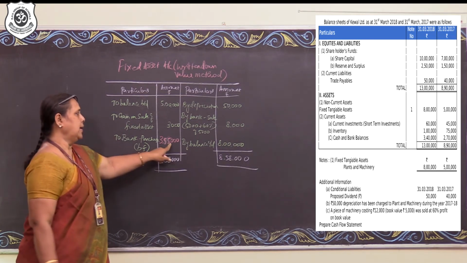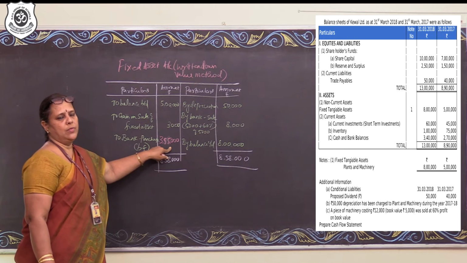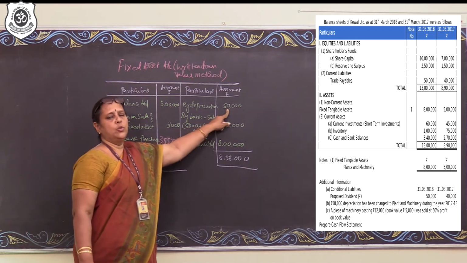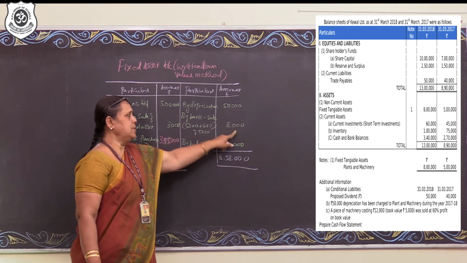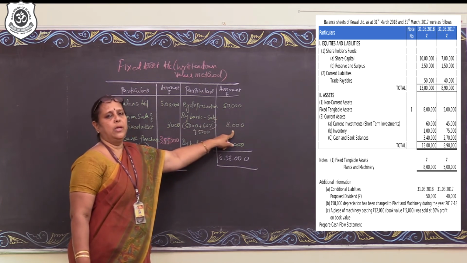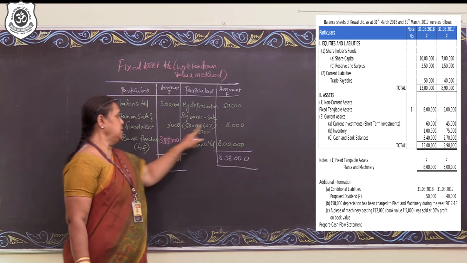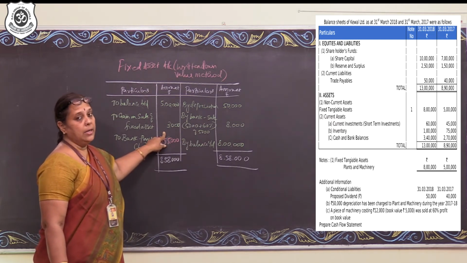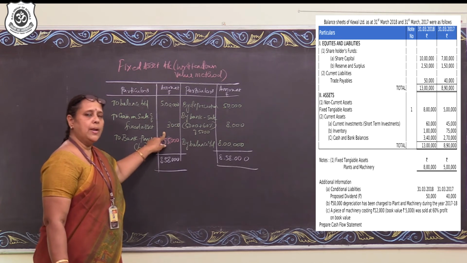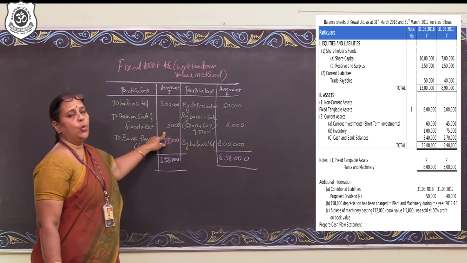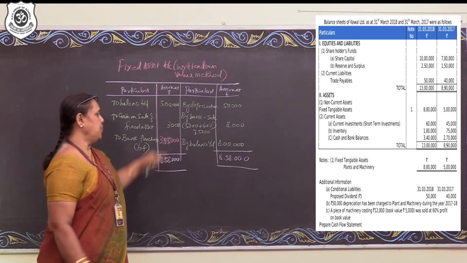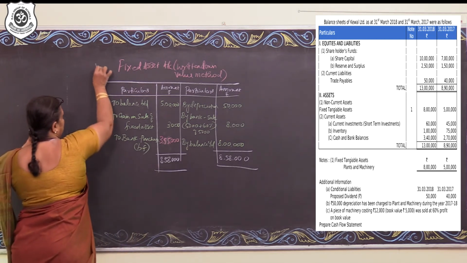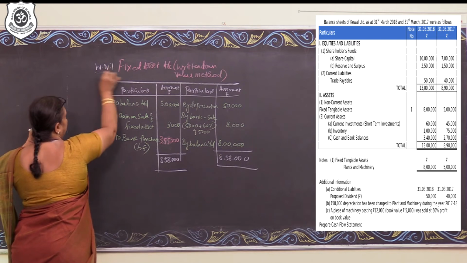How are we going to deal with that? This 3,55,000 will be outflow from investing activities. This 50,000 rupees will be a non-cash expense. This 8,000 rupees will be inflow from investing activities, and this 3,000 will be non-operating income. Therefore, that will be subtracted from operating profit before working capital changes. This is working note number 1.